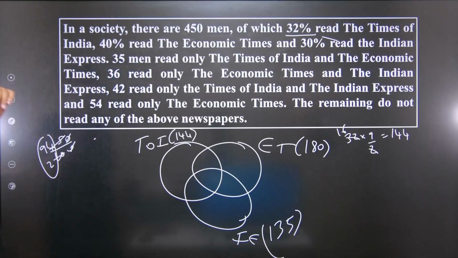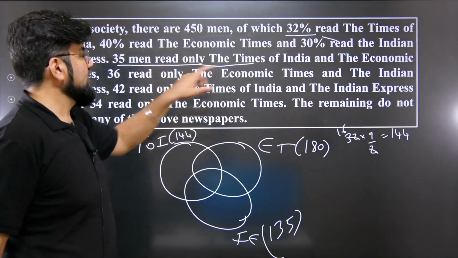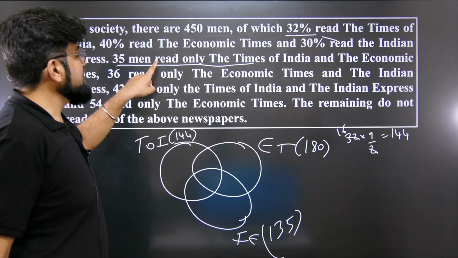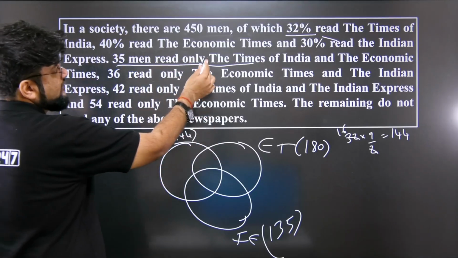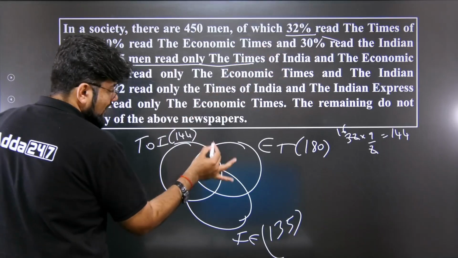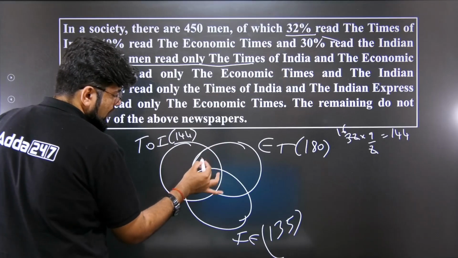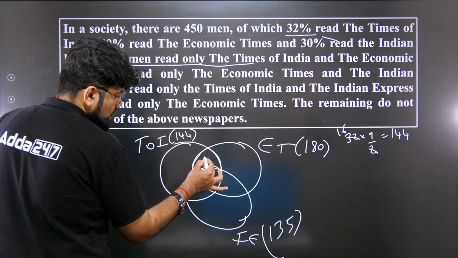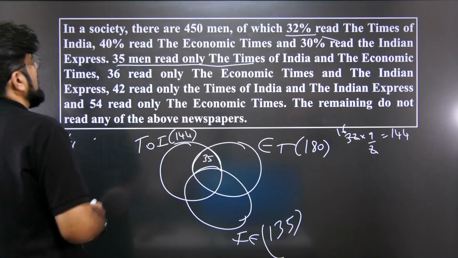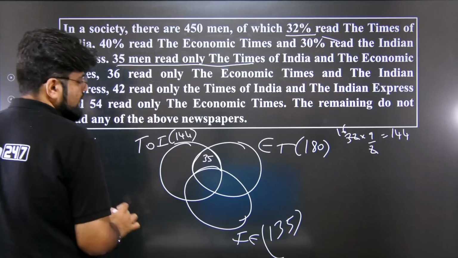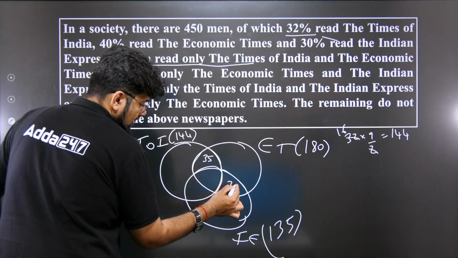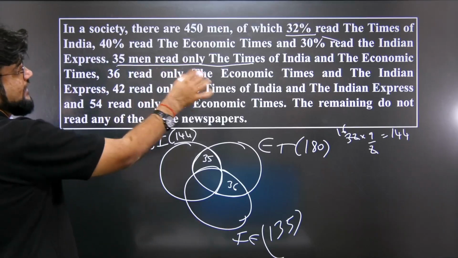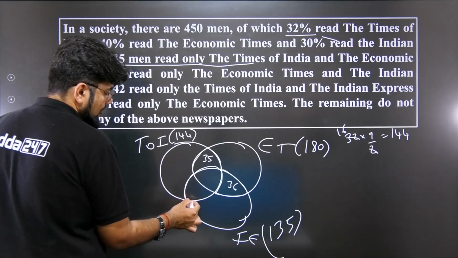Now, the question says further that 35 men read only the Times of India and Economic Times. This is not percent now. Only Times of India and Economic Times means this region. Only this region. So this is 35. 36 read only Economic Times and Indian Express, this region. So 36 read it here. And 42 read only Times of India and Indian Express. So 42 means this region.